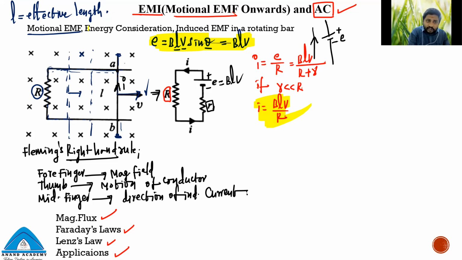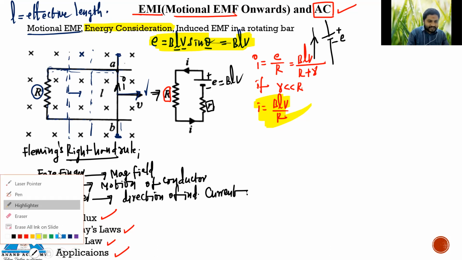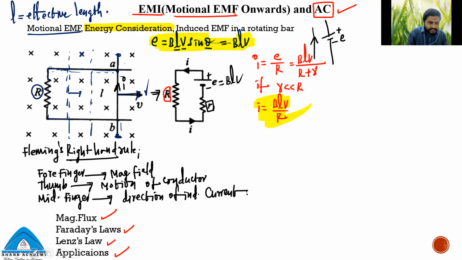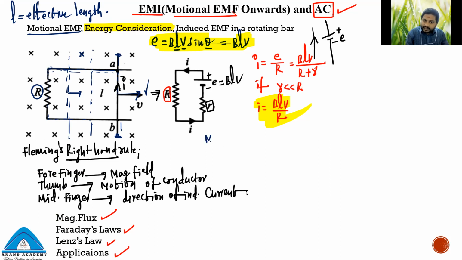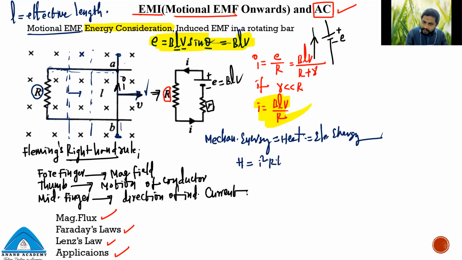Here, there is another concept called energy consideration. Energy consideration is nothing but mechanical energy is equal to heat energy, which is equal to electrical energy. That is called the energy consideration. So in energy consideration, you get H is equal to I square R into T.